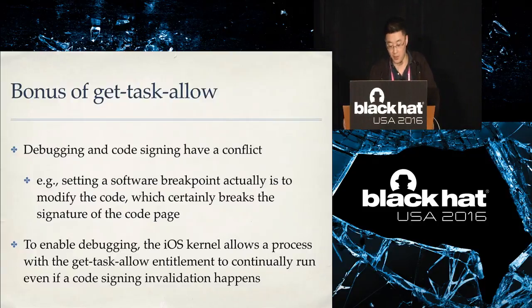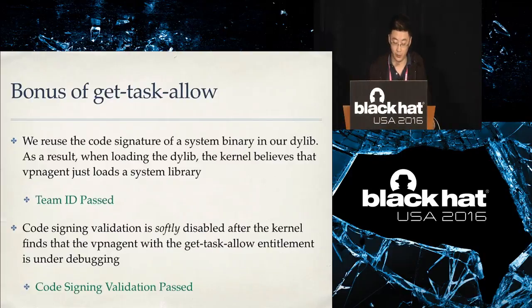So why? Because the iOS kernel will check if a program has the get-task-allow entitlement, and the program is being debugged. That means it's a kind of debugging process. And in that case, even if the code signature invalidation happens, the kernel won't kill the program. Rather, it will allow the program to continue to run. So now we have a way.